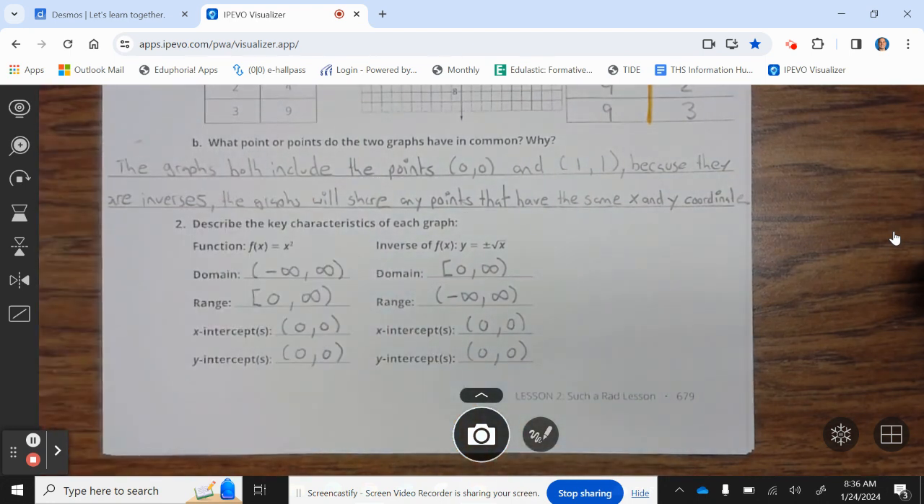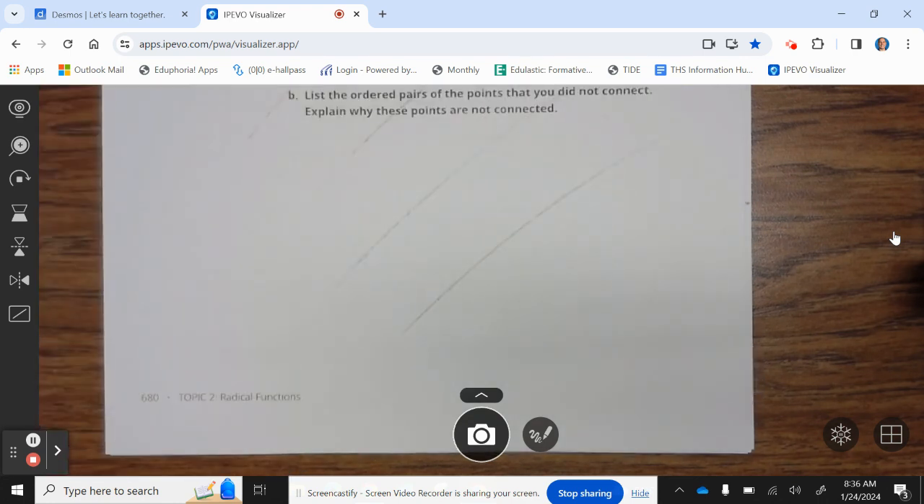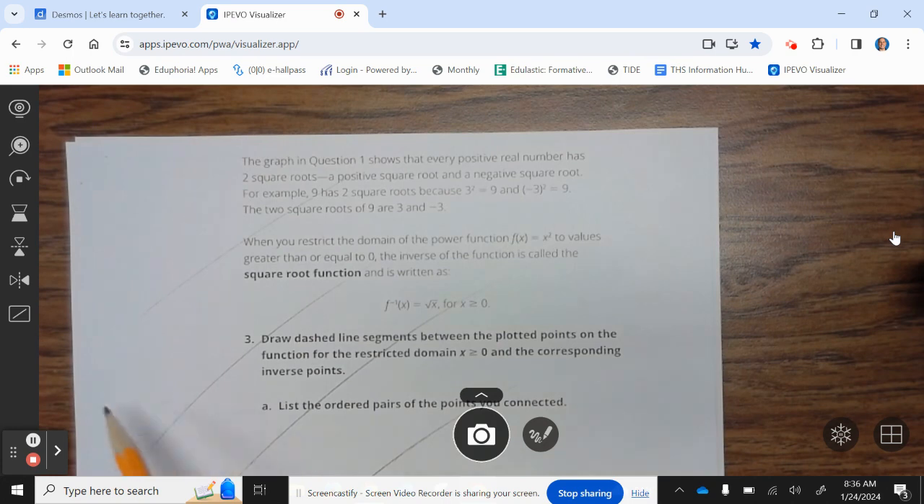All right, let's take a look at the next page. Go ahead and mark this page out.